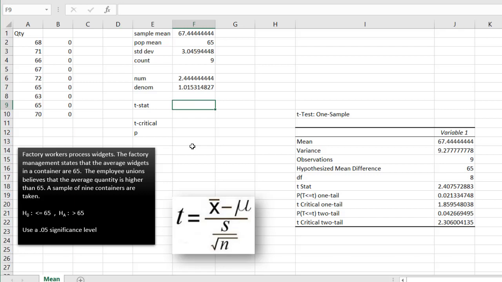And now to get my t statistic, it's going to be the numerator divided by the denominator, right? And I have my t statistic, which is 2.04, which is the same as this one.